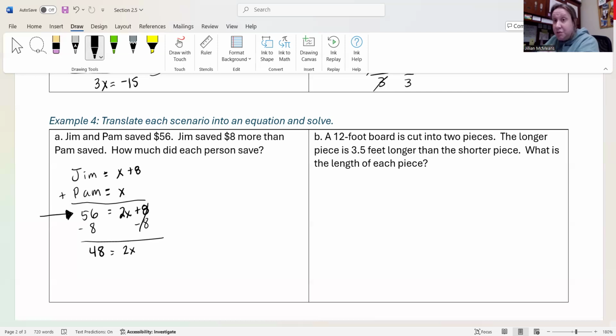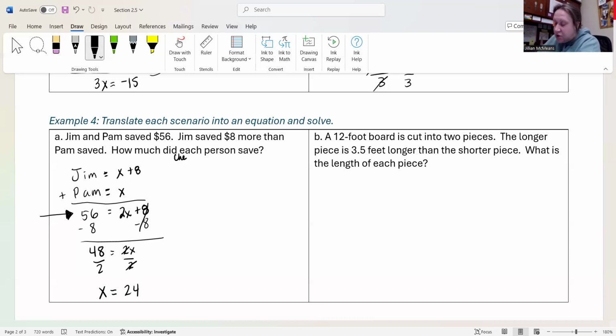I need to undo the multiplication of 2 and x, so I divide both sides by 2. 2 divided by 2 is just 1. 1 times x is x. And then 48 divided by 2 is 24. You are not done. I've had students in the past that solve for x and they think they are done. No. You have figured out what x is, but you still have to relate this back to the problem.